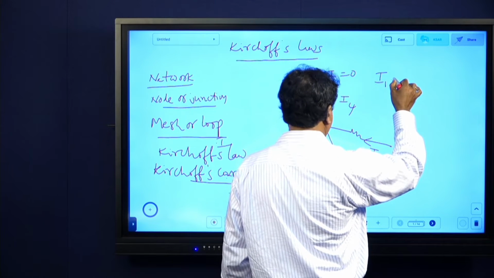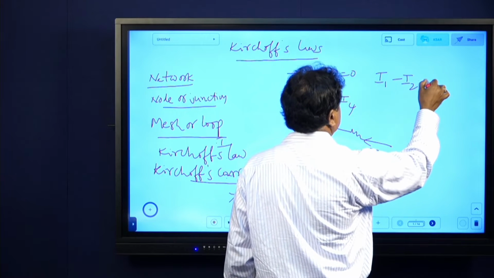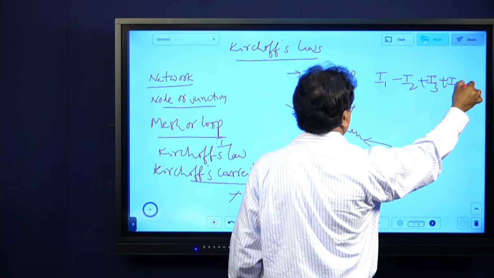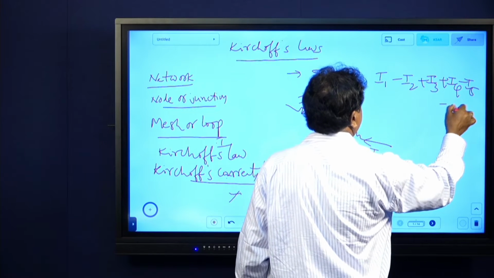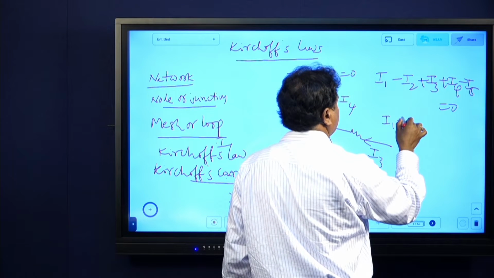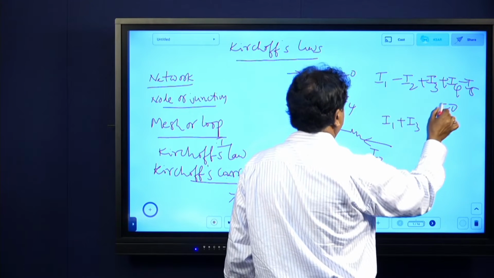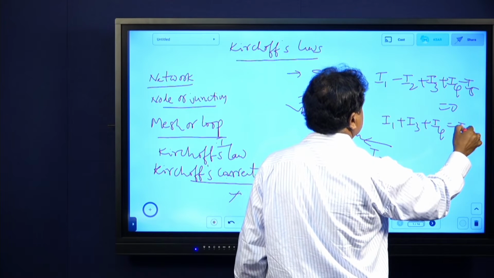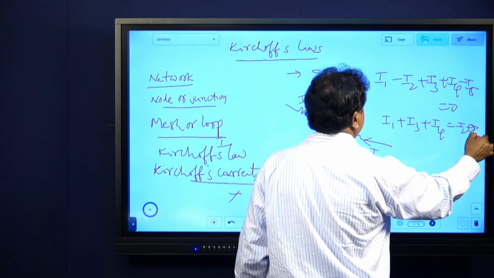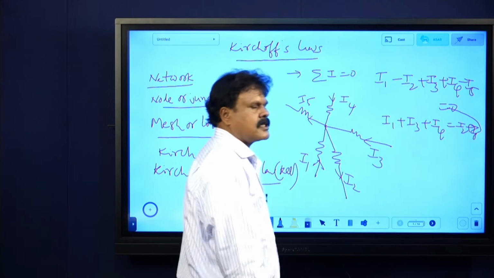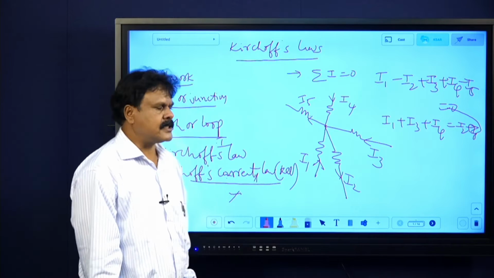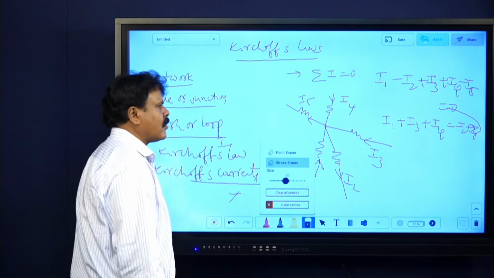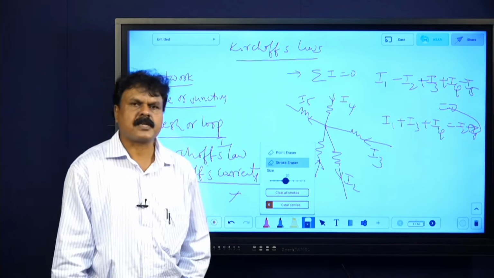I1 minus I2 plus I3 plus I4 minus I5 equals 0. Then you will get I1 plus I3 plus I4 equals I2 plus I5, meaning currents entering the junction are equal to currents leaving the junction. And one more point: KCL follows from conservation of charge.